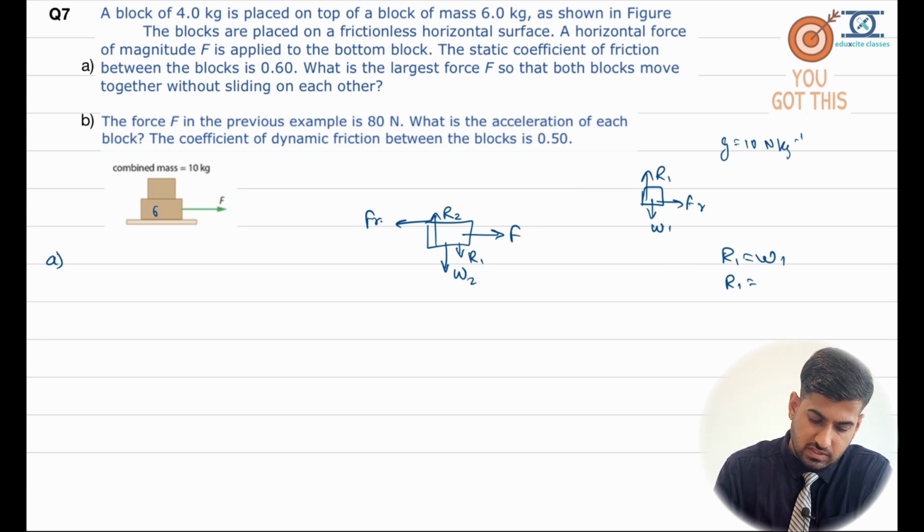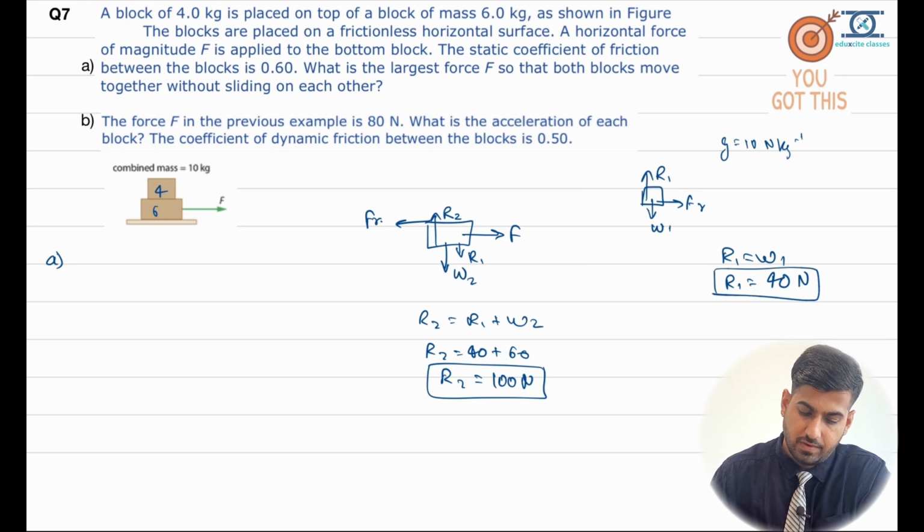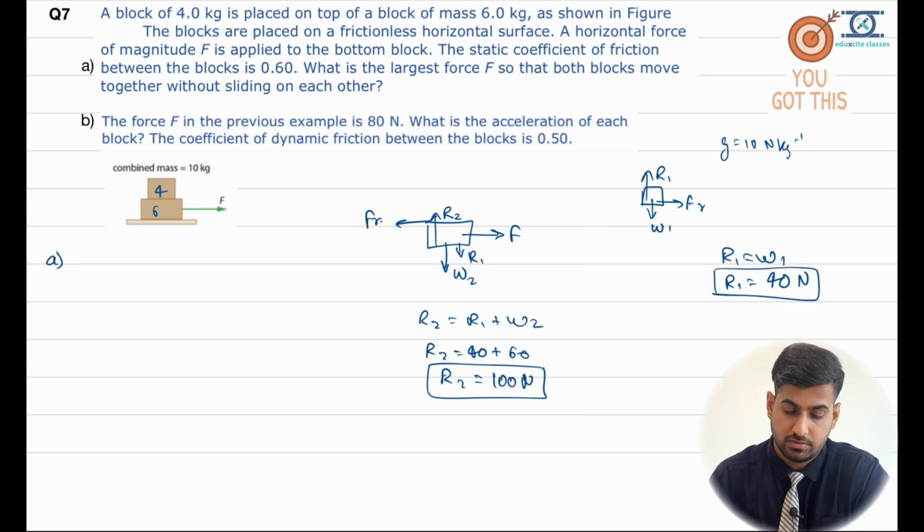So this is 6 kg, this is 4 kg. So this will be 40 Newton, right? And here I can say R2 will be equals to R1 plus W2. So R2 will be, R1 is 40, W2 is 60. So R2 is 100 Newton, right? So this is how we find out the normal reaction forces.